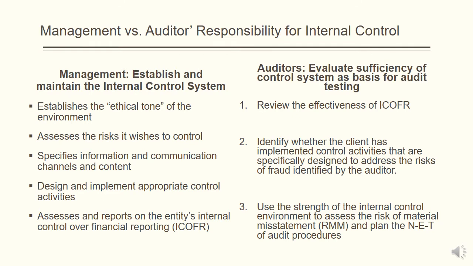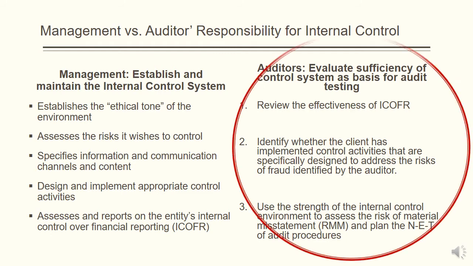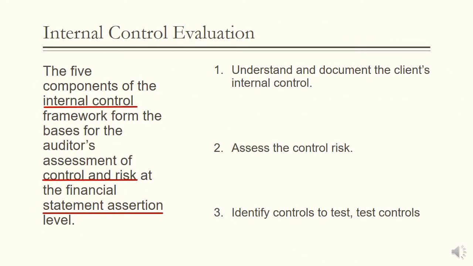So last week we discussed the management's responsibility for establishing internal control. This week we're focusing on the auditor's responsibility. The auditors are responsible for evaluating the sufficiency of the internal control system as the basis for audit testing. And we're going to look at that process, which is three-pronged.